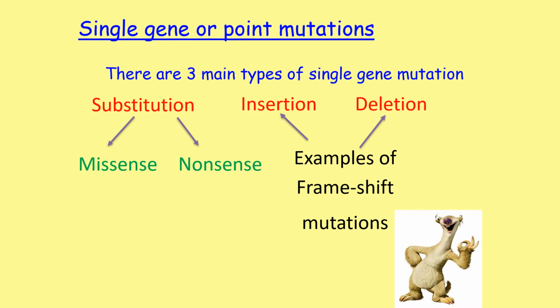And there are 3 different types of gene mutation, and I like to remember them using SID. So our 3 different types of gene mutation are substitution, insertion, and deletion. And you'll see I've put in a couple of other keywords linked to these 3 gene mutations. Our substitution mutations can be further categorized into what's called a missense and also a nonsense substitution. Our insertion and deletion mutations are known as frameshift mutations. And we'll work through each of these gene mutations at a time, explaining what those keywords mean.